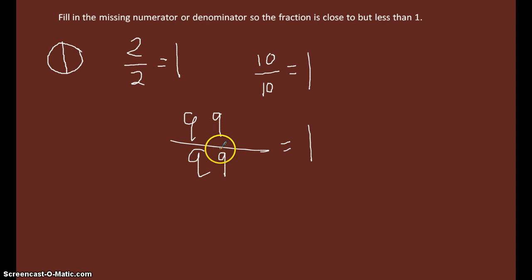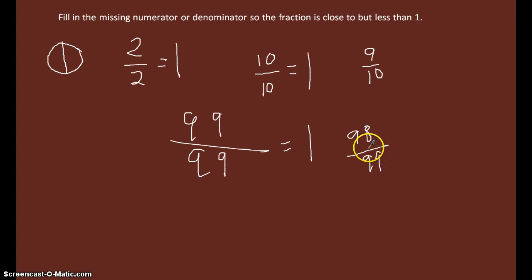99 over 99 is like having 99 pennies, and you don't have to share the pennies with anybody. You have all 99 of them. You have the whole lot. So that's what this means. So anytime you want to have a fraction that's close to but less than 1, your numerator has to be just 1 less than the denominator. For instance, if I want this fraction to be close to but less than 1, instead of 10 over 10, I'll just have 9 over 10. Instead of 99 over 99, I would just have 98 over 99.